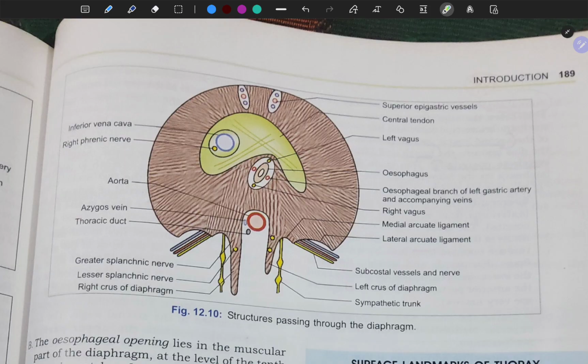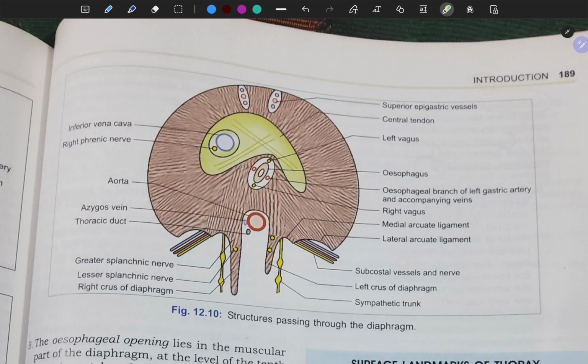A clinical significance: in case of vagotomy, we have to divide the right and the left crura of the diaphragm to reach the esophageal opening. Another clinical significance is median arcuate ligament syndrome, where there will be compression over the celiac trunk.